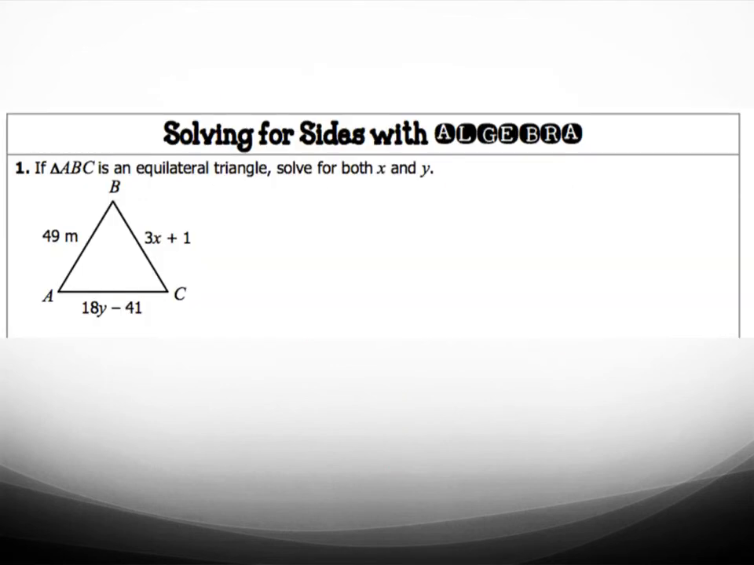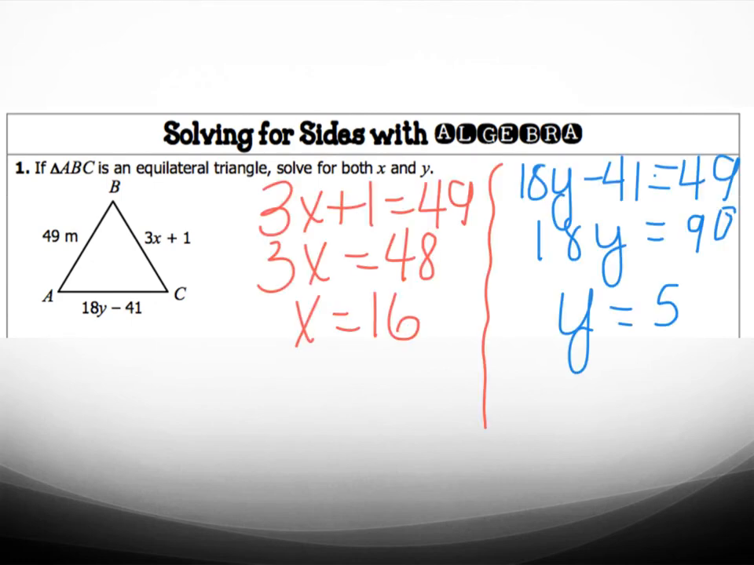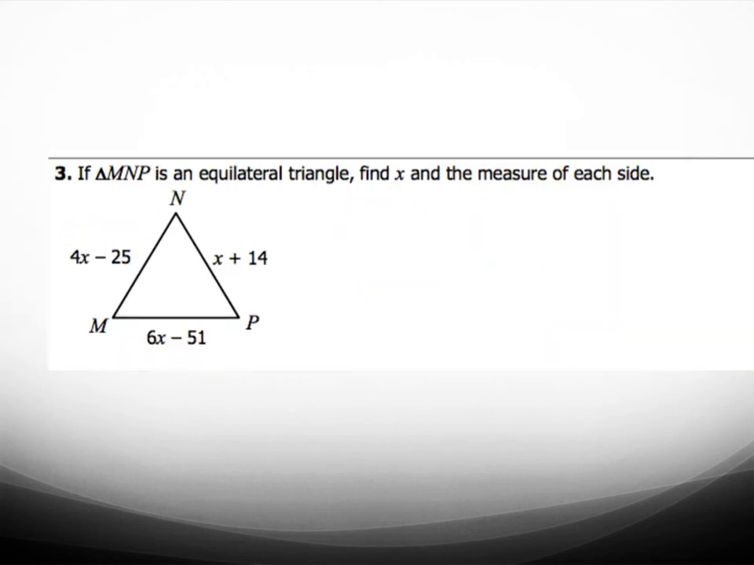This one is definitely a you try. Hit pause and then come back and see how well you did. Alrighty, here's our setup for X and here's our setup for Y. Because we know they're equilateral, all the sides are equal. We're given one value for a side, which is 49, so I use that in both of my problems.